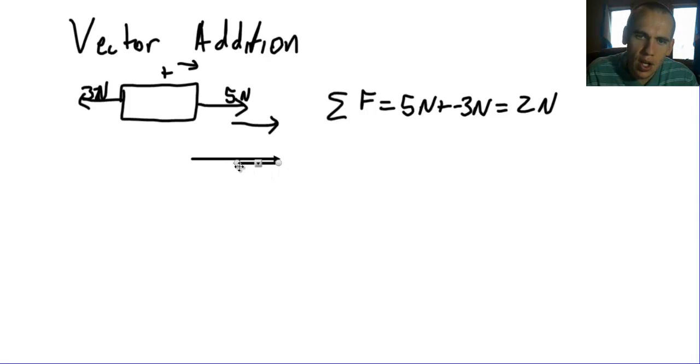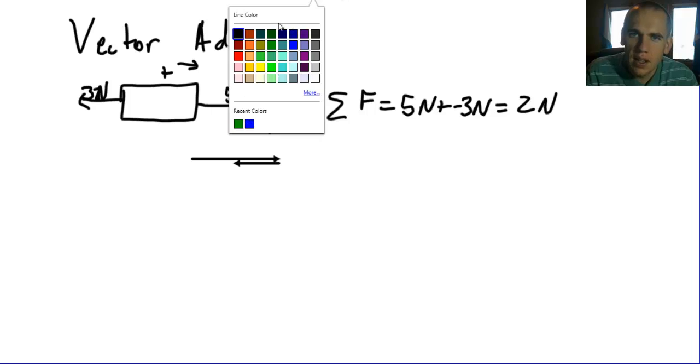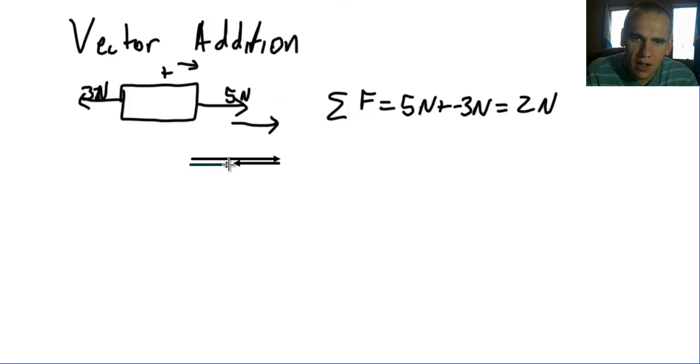Well, it undoes some of what this vector does. And what I'm left with is just this little spot from the beginning of the first vector to the end of the second vector. Whatever that is, that's my resultant. And that's my 2 Newton vector that I was left with. Okay? So that's what we did.